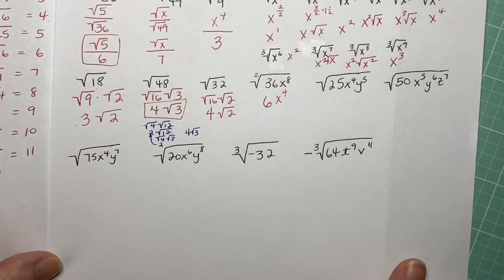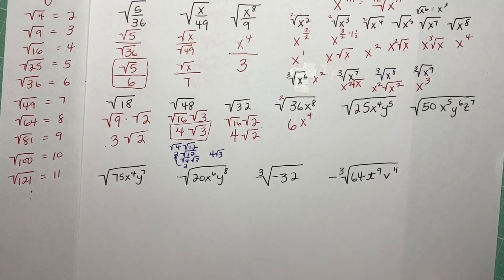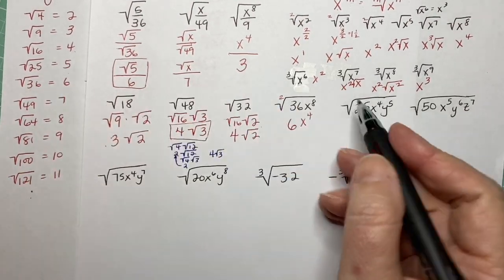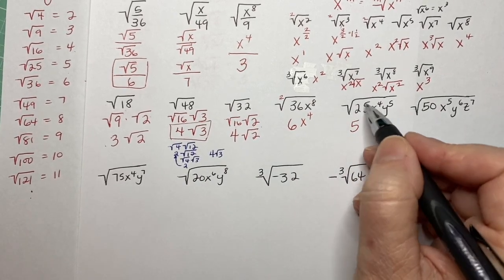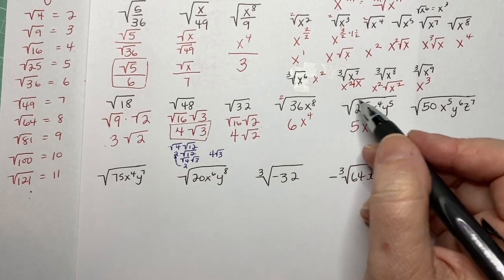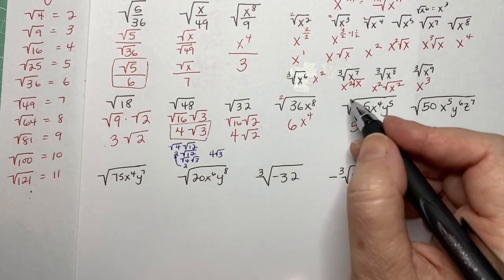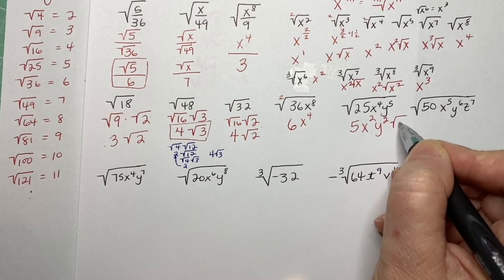Okay, the next one, the square root of 25. We know the square root of 25 is 5, so that comes out as a 5. We know x to the 4, 2 will go into 4 2 times. But now 2 will go into 5. 5's an odd number, so 2 will go into 5 2 times with 1 left over.